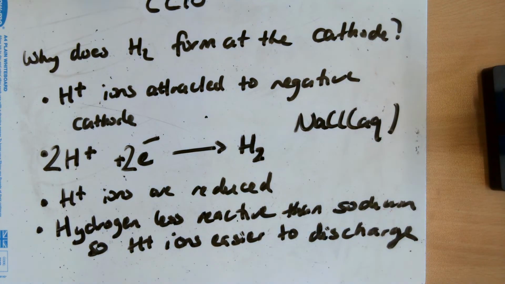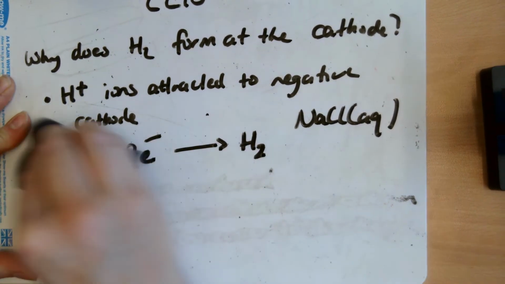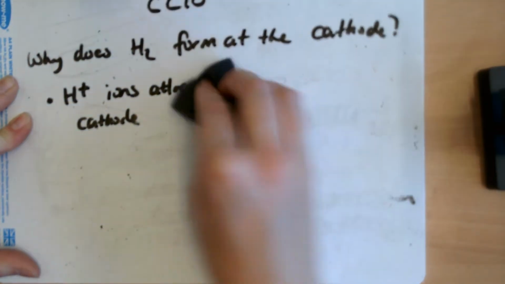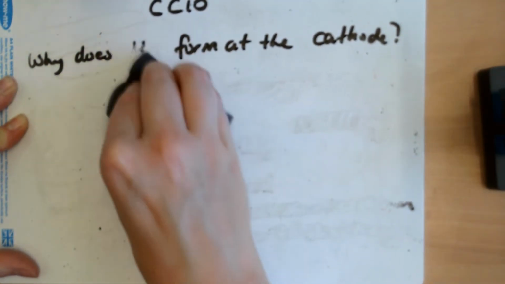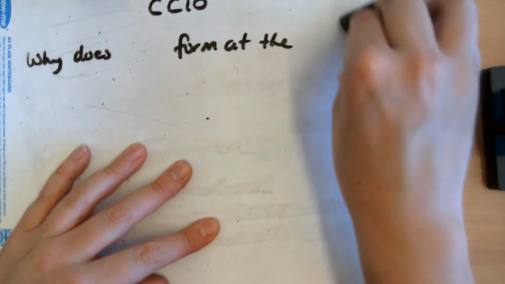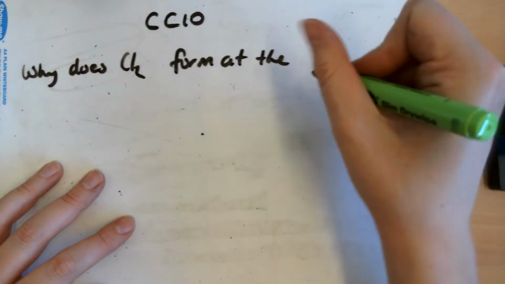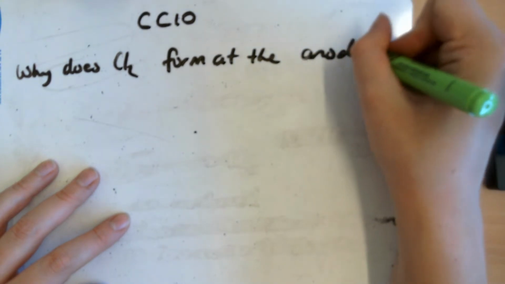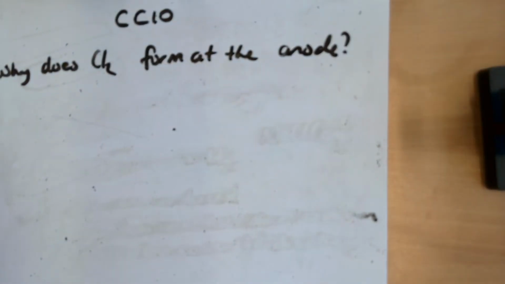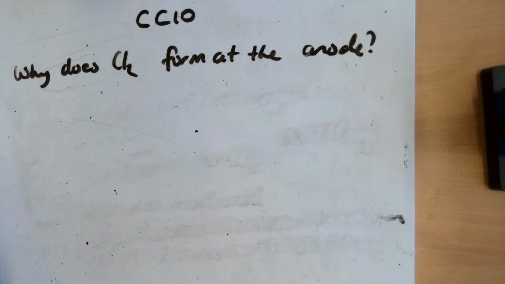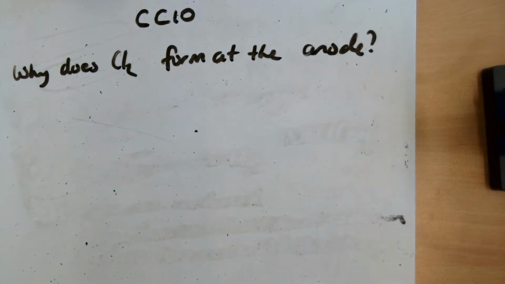I'm going to give you another one of these to do, so you can try and do it yourself, answering it in the same format as I have. So instead of looking at hydrogen, what if we looked at chlorine? Why does Cl2 form at the anode? So press pause and have a go at answering that question for yourself. Why does chlorine form at the anode?